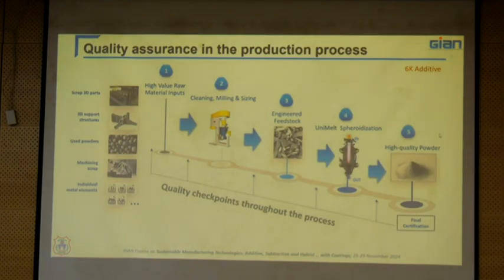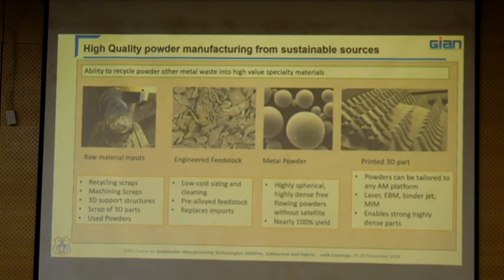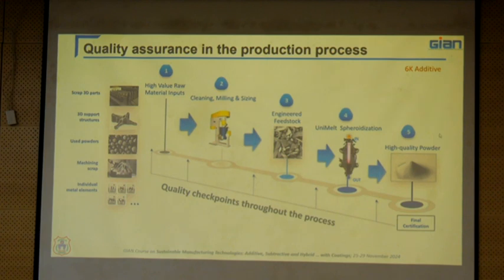And if you see the quality, then how do we assure that these kinds of powder particles are quality assured? 6K solutions has maintained the quality aspects in terms of characterizing all the properties, starting from flowability, morphology, sphericity, and then how they can clean it and how they can engineer it into a feedstock, and then how they can sphericize it to produce high quality powder particles.